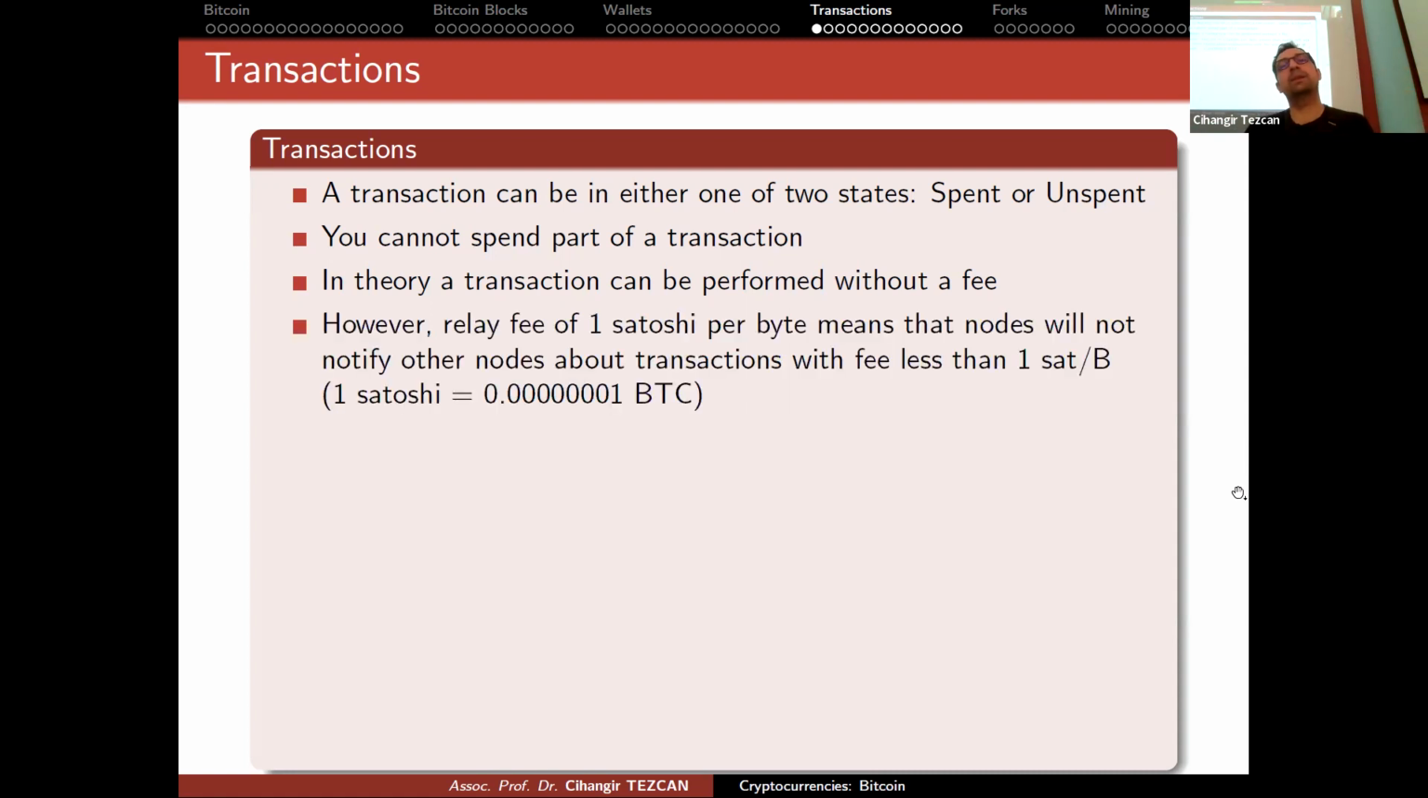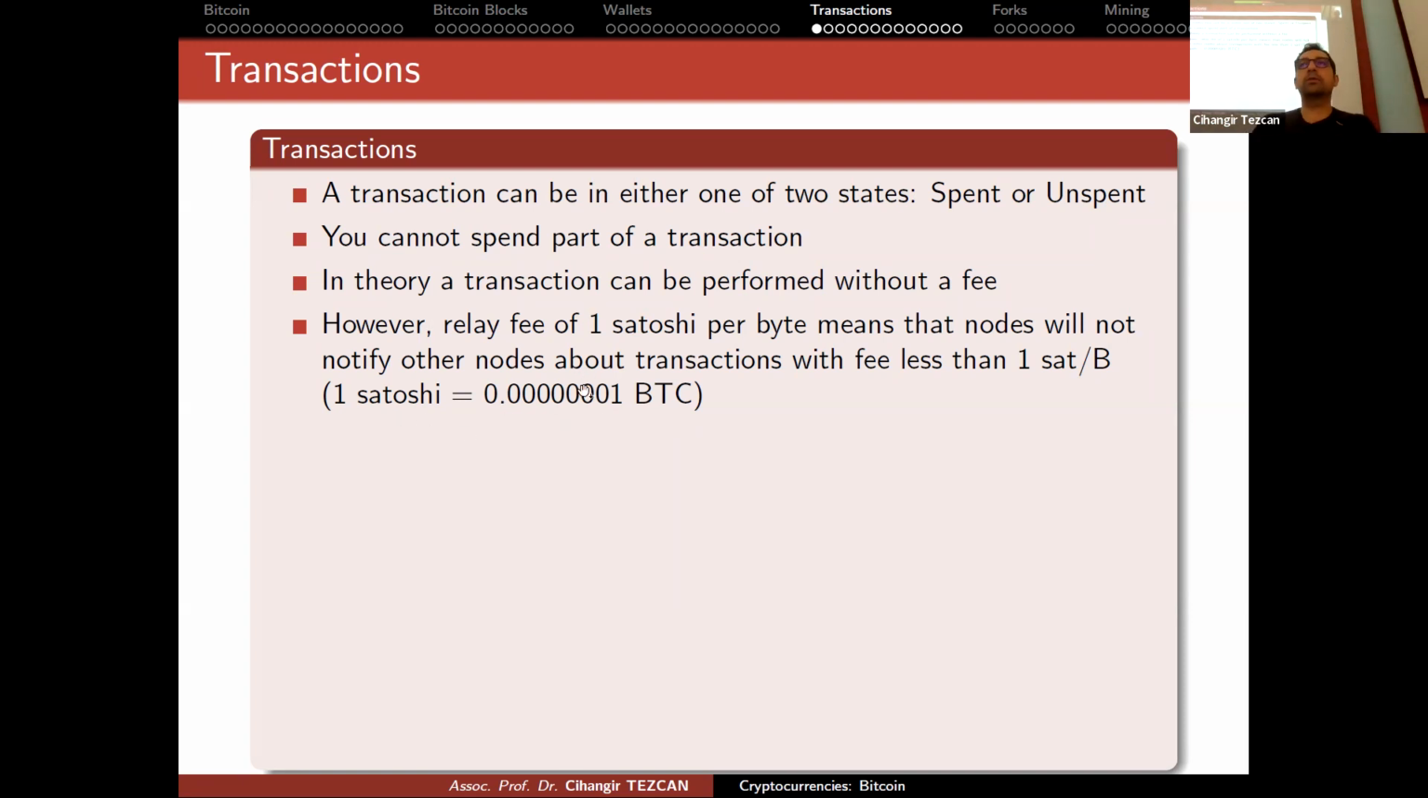So in practice, people expect at least 1 Satoshi per byte. We call this a relay fee. This means that nodes will not notify other nodes about transactions with a fee less than 1 Satoshi per byte. So 1 Satoshi is this many Bitcoins: 0. I think there are 8 decimals here. And in some cryptocurrencies, this is even smaller. For instance, in Ethereum, you will see many zeros here. I think the smallest value there is Wei, but in this case, we have 1 Satoshi.